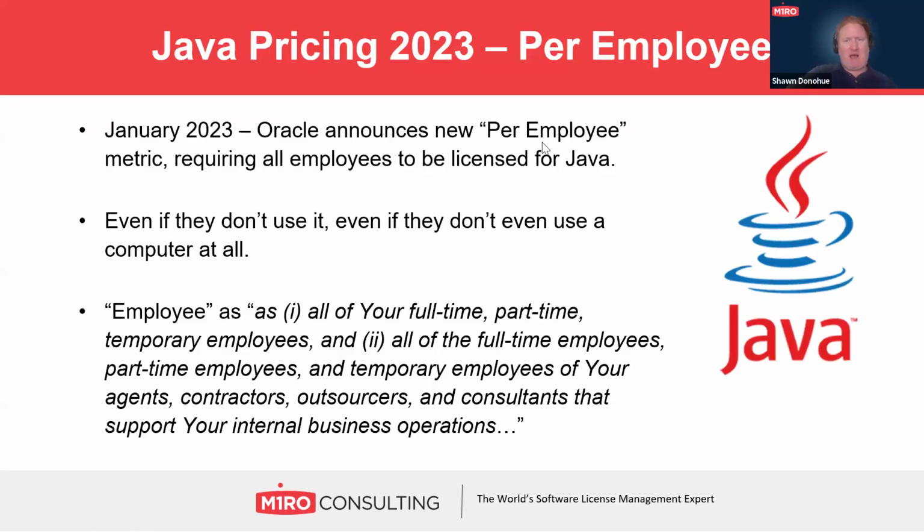Okay, so let's talk about the big change that happened in 2023. Oracle got tired of trying to figure out how many installations of Java any organization was using, where they were located, and what they were doing with it, and they said, okay, that's too much work. Instead, we're just going to charge organizations based on their employee count. And when I say per employee, I mean everyone. They're going to take your total employees, even if they don't use Java, even if they don't even use a computer. Employee is a very expansive metric.